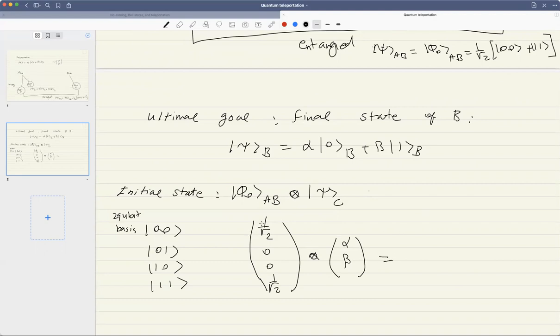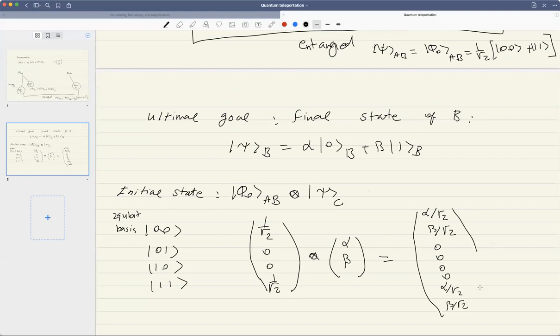So that becomes, I'm going to multiply this element by alpha beta. So I'll get alpha over square root 2, then beta over square root 2. Then I multiply 0 by alpha beta, so I get 2 zeros. Multiply this other 0 by alpha beta, 2 other zeros. And this 1 over square root 2 by alpha beta, so I get alpha over square root 2, beta over square root 2.